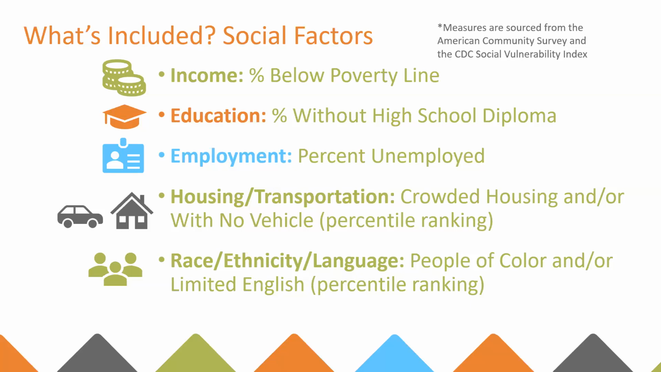So the three measures that we're using from the census data are income, so we looked at percent of people living in areas below the poverty line; education, which is percent of people without a high school diploma; and then employment, which is the percent of people who are unemployed in that area. The other two measures are composite measures, and those we took from the Centers for Disease Control Social Vulnerability Index, and those two were housing and transportation.